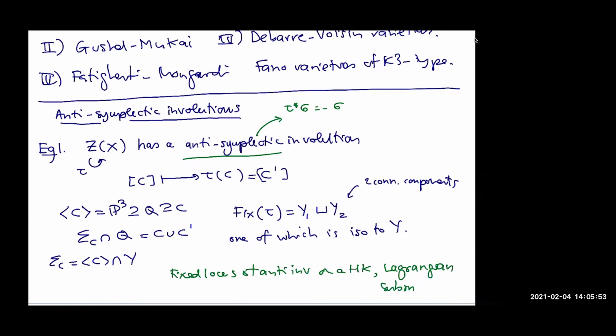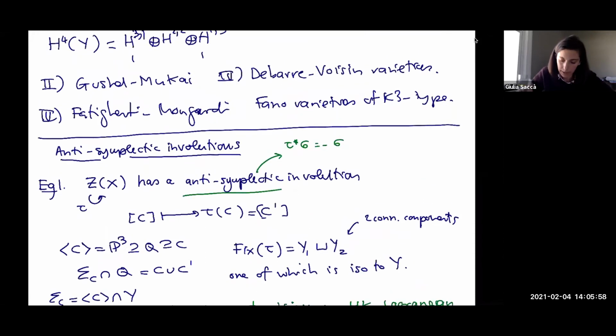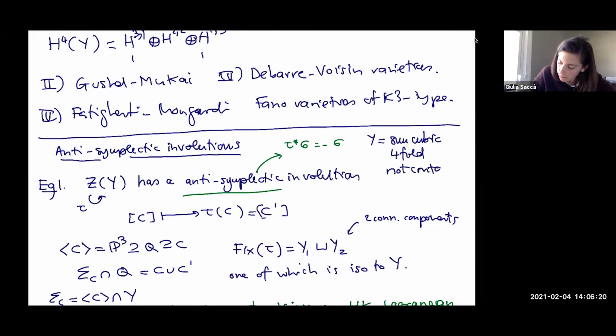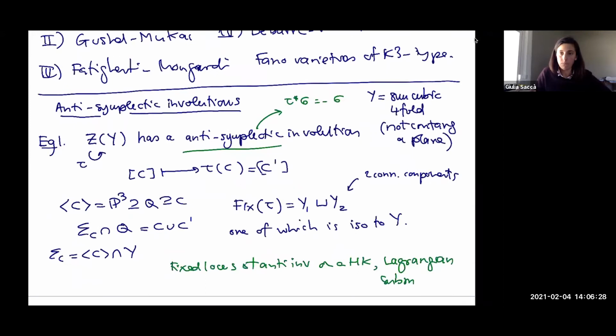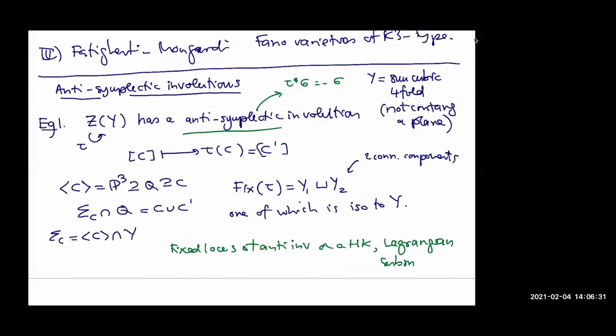Giulia? Yeah? Can you repeat what Y is? Y is, sorry, okay, here, thank you, that was a Y. And Y is a smooth cubic fourfold. And in fact, in this example, it should not contain a plane, not containing a P2. Is that clear? Thank you.